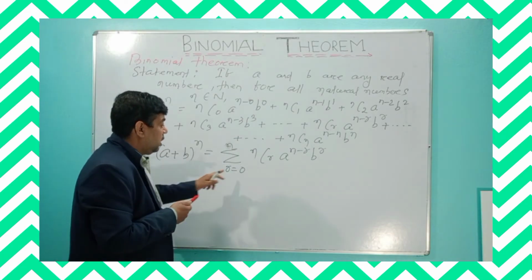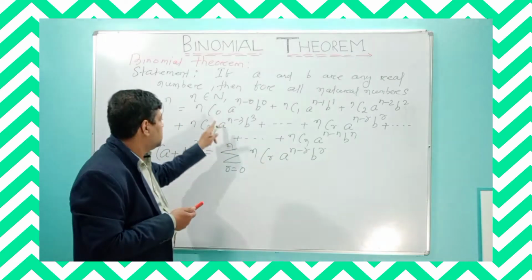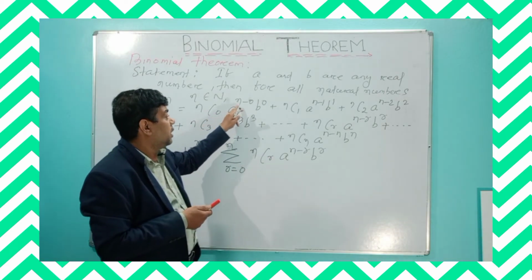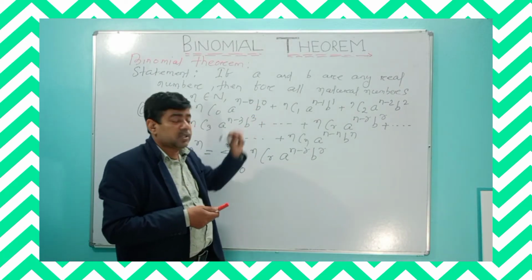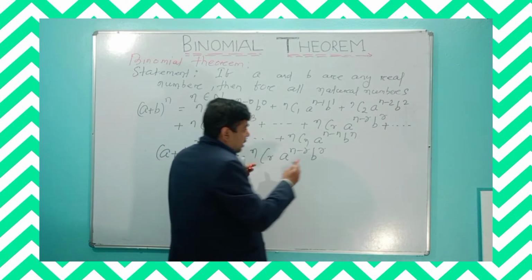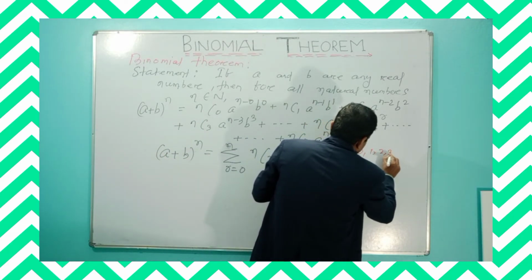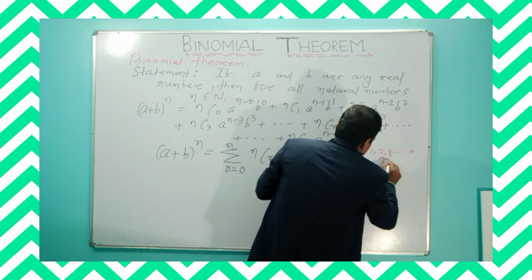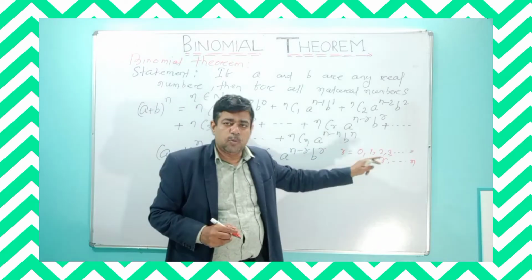When r is equal to 0, nC0 a^(n-0) b^0. Then give the plus sign. After that, what are the values of r? 0, 1, 2, 3, up to n. Understand or not? So next the value of r will be 1.